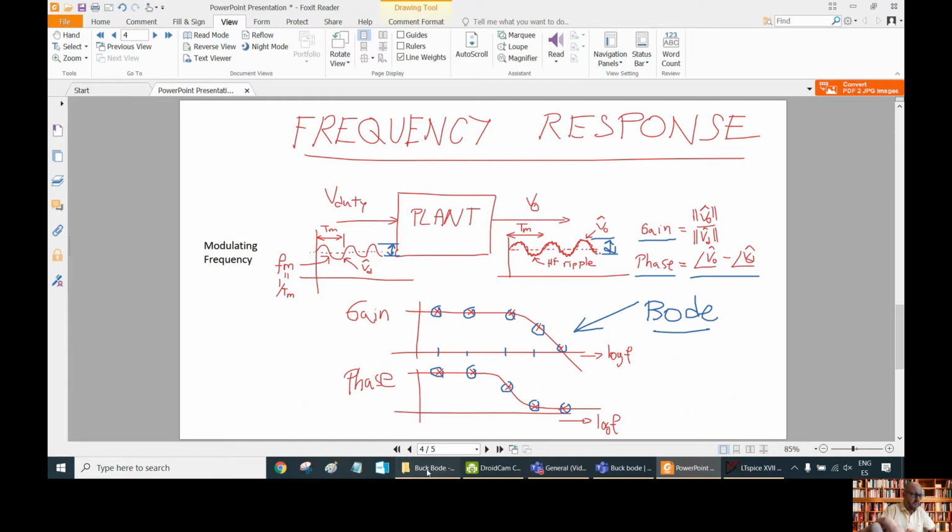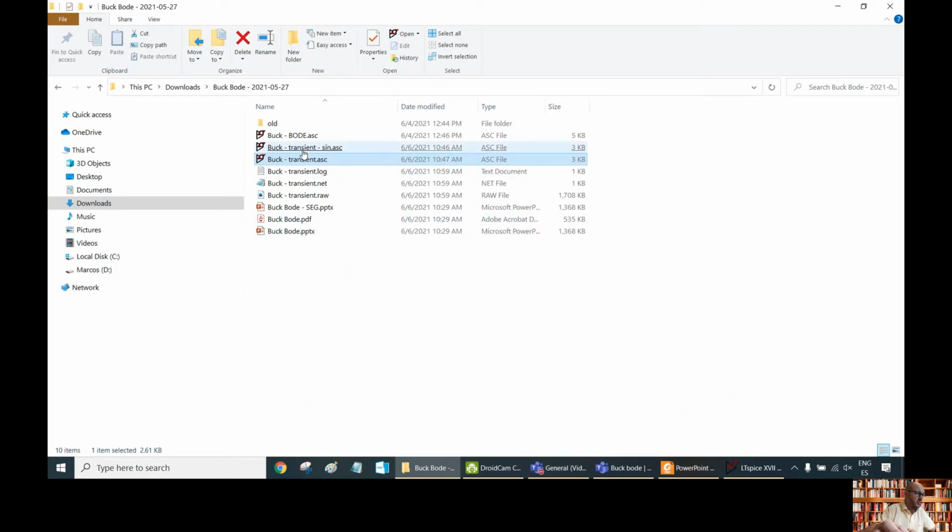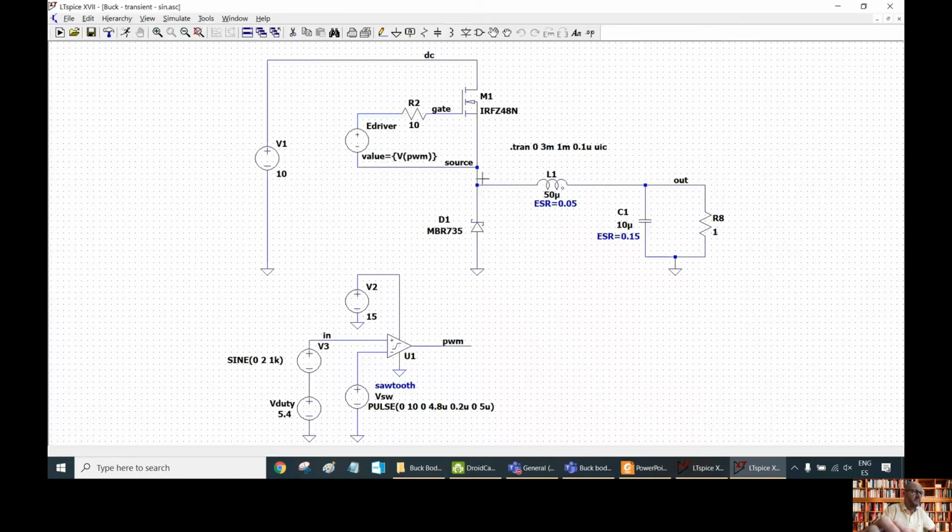this process. So for this, we are going to use this other file in LTspice, in which I have only added this sinusoidal voltage superposed to the duty cycle here. So with this we can inject a sinusoidal waveform superposed to the DC value in order to modulate the duty cycle and see the modulated signal at the output.